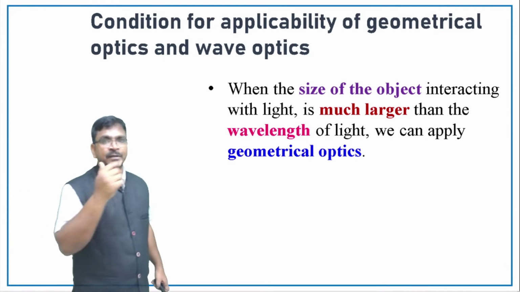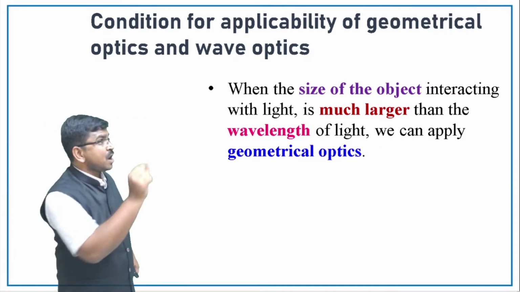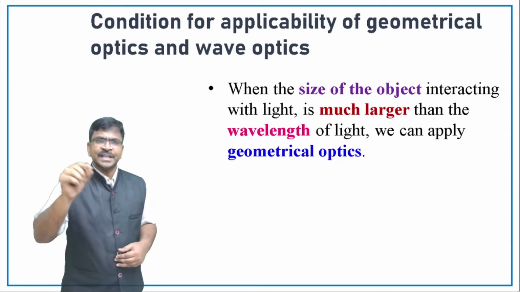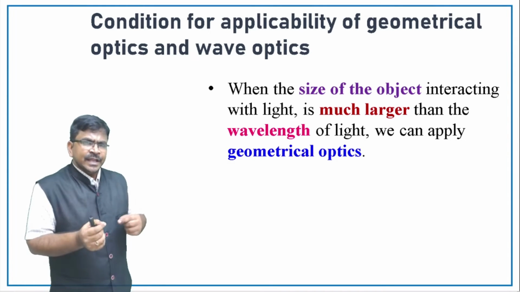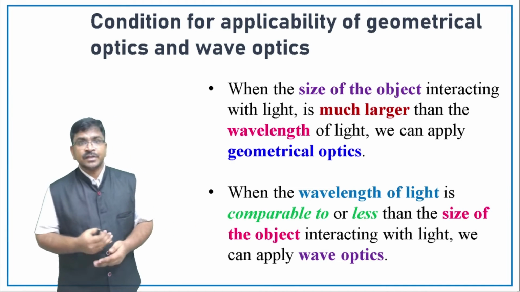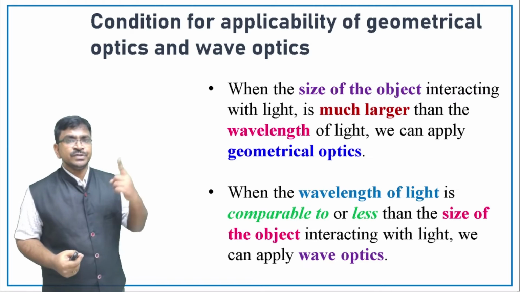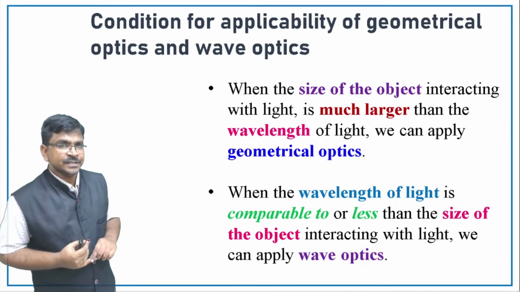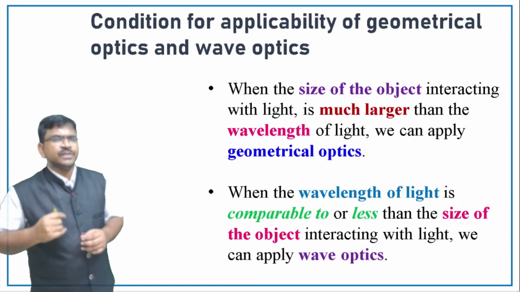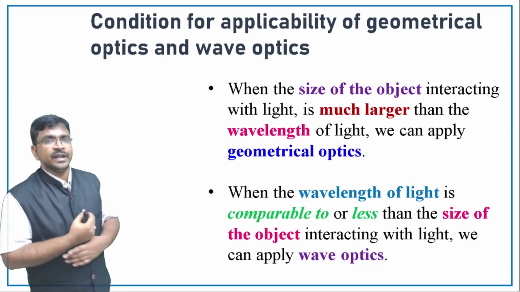Suppose you take the hole of a camera, which is a small hole, or an aperture, or a small hole in a window, or a screen. That hole size may be very small, or nearly equal to the wavelength of the light. In those cases where the size of the object is very small or comparable with the wavelength of the light, you can use wave optics. The simple bottom line conclusion is: larger objects interacting with light are dealt with in geometrical optics, and if the size of the object is very small compared to the wavelength of the light, then it can be studied in wave optics.